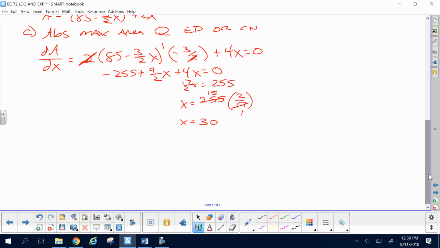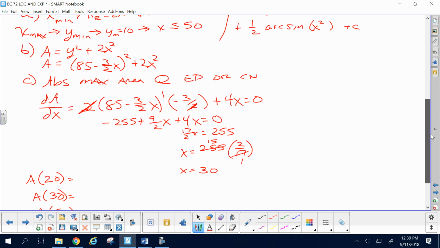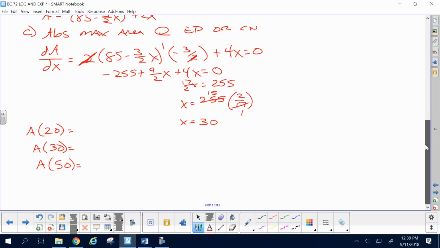So great, I have 3 candidates. I need to find the area at 20, the area at 30, and the area at 50, and make my call. You may use a calculator to evaluate those. Actually, is it ugly? Can we do that mentally? Well, that should get you started. You good from there? Yes. I don't even care. If you just leave it there, I don't care, as long as you understand what you're doing.